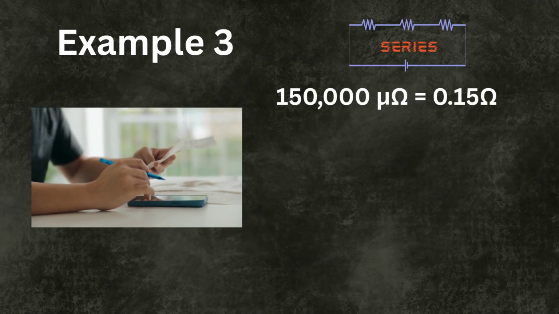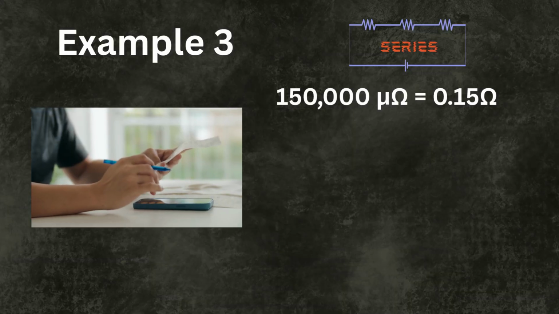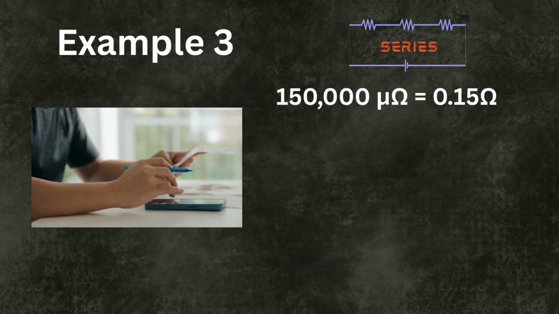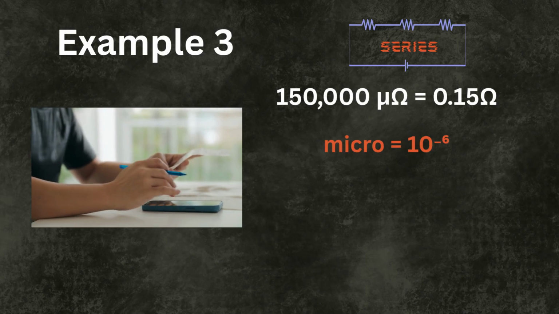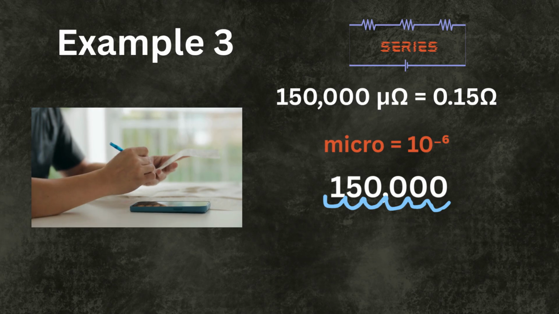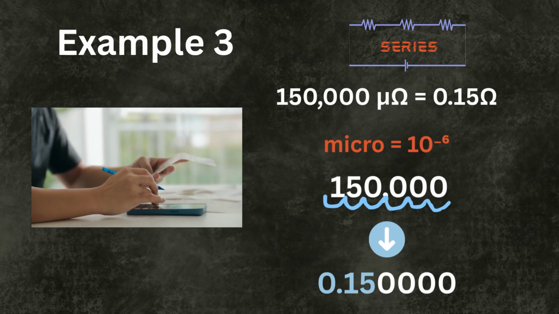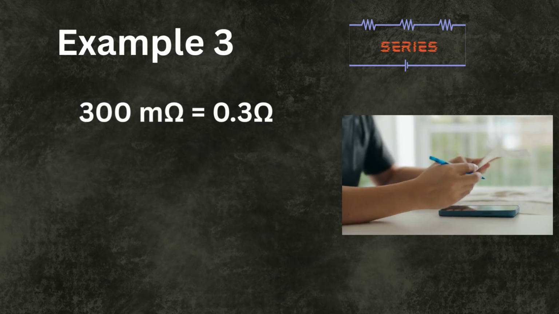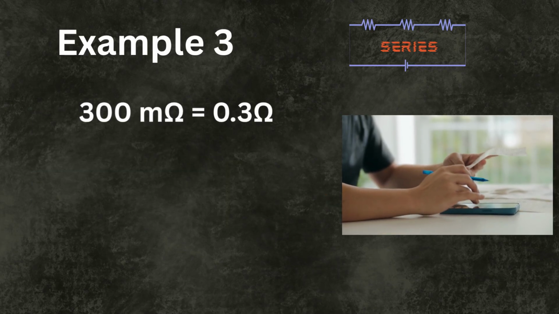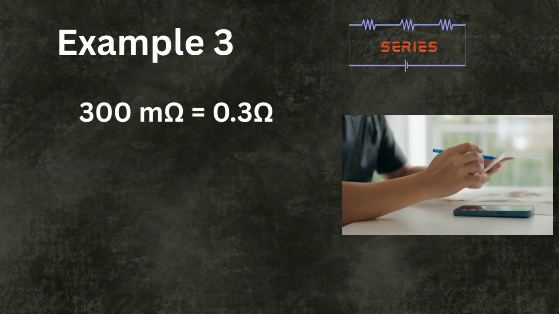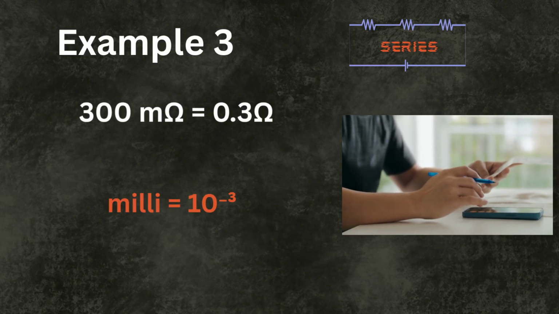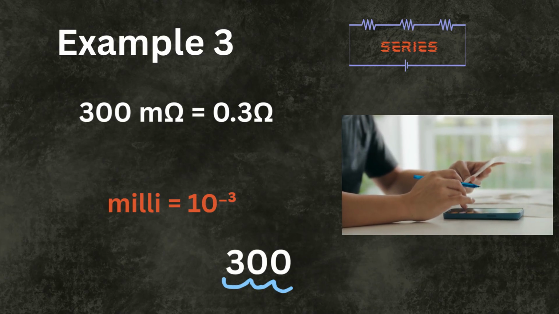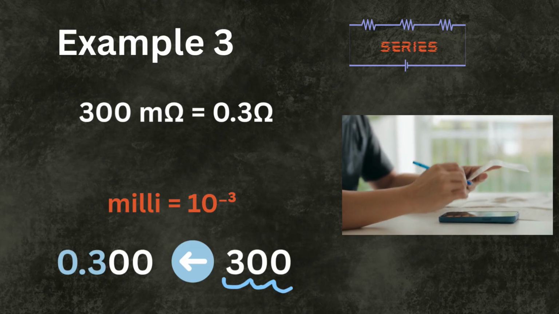Resistor 2, 150,000 micro-ohms equals 0.15 ohms. Because micro means 10 to the power of minus 6, we move the decimal point 6 places to the left to get the result 0.15. Resistor 3, 300 milliohms equals 0.3 ohms. Because milli means 10 to the power of minus 3, we move the decimal point 3 places to the left, to get the result 0.3.